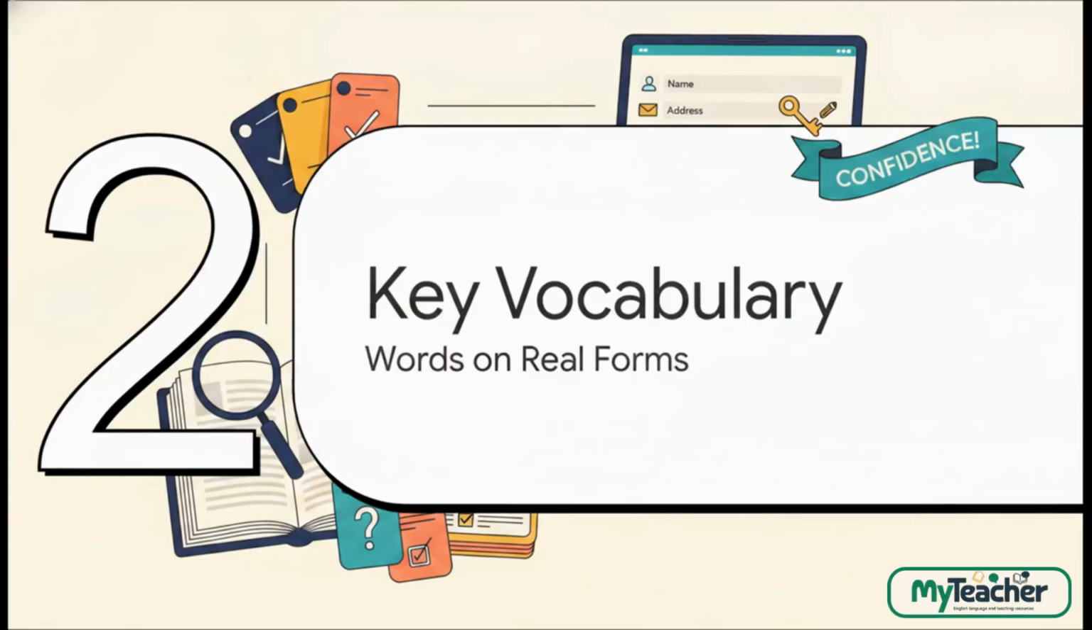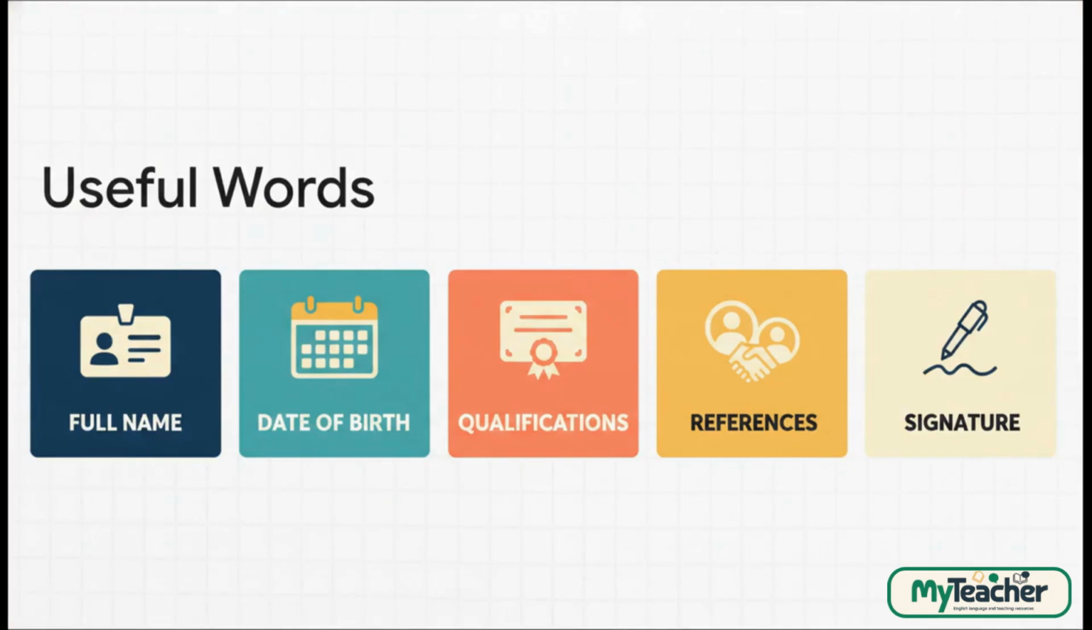Excellent. Now that we know the structure, let's go over some key vocabulary words. These are really common English words you're going to see on real forms, so knowing them will give you tons of confidence. You might even want to write these down. First up, full name. That's just your first and last name together. Then date of birth, simply the day you were born. Next is qualifications, which means your degrees or school certificates. Then we have references. These are people like teachers or managers who know you well and can recommend you. And finally, signature, which is your name written out by your own hand.